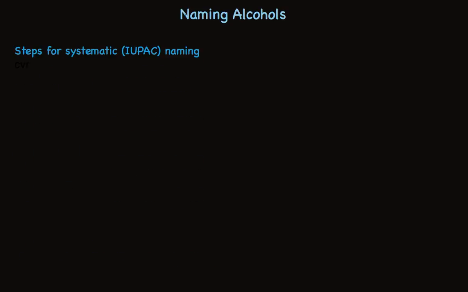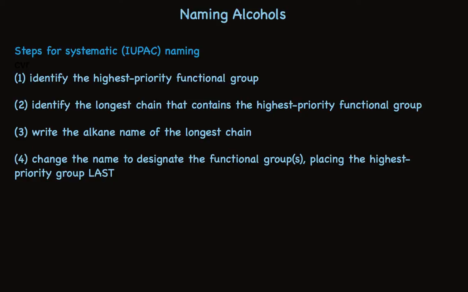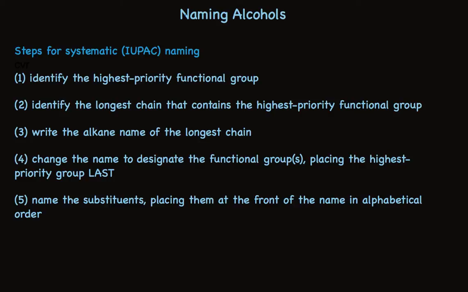Let's review the rules, and then we'll look at a few examples. The very first thing you do is identify the highest priority functional group. Once you've identified that functional group, you find the longest chain that contains that highest priority functional group. It may not be the longest chain in the molecule. You write the alkane name of that longest chain. You change the ending to reflect the functional groups that are in the molecule, and the highest priority functional group is placed last. Then you'll name substituents, putting them in alphabetical order in front of the name that you've just written.